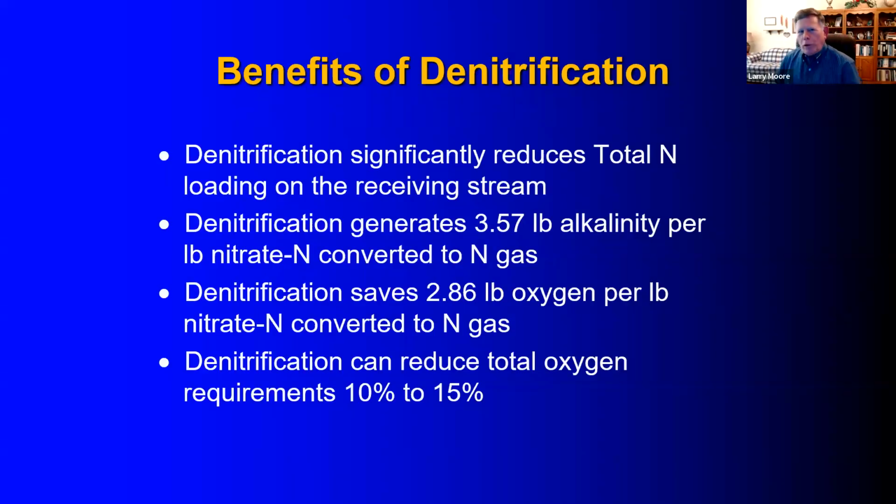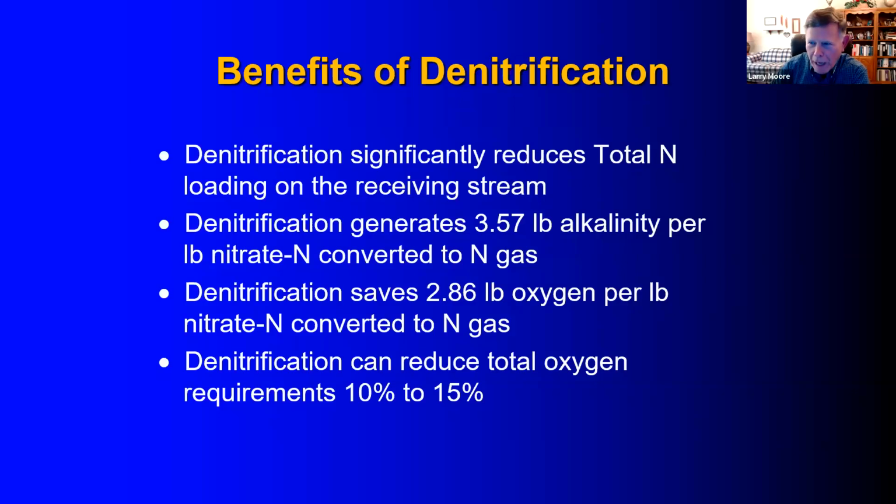Okay, what were some of the benefits of denitrification? Well, we're going to reduce the total nitrogen loading on the receiving stream. That's good. That's really good. We're going to generate alkalinity. We know when we nitrify, we consume about 7.1 pounds of alkalinity for every pound of ammonia nitrogen that gets converted to nitrate. But when we denitrify, we're going to get about 3.5 pounds of alkalinity back for every pound of nitrate that gets converted to nitrogen gas.